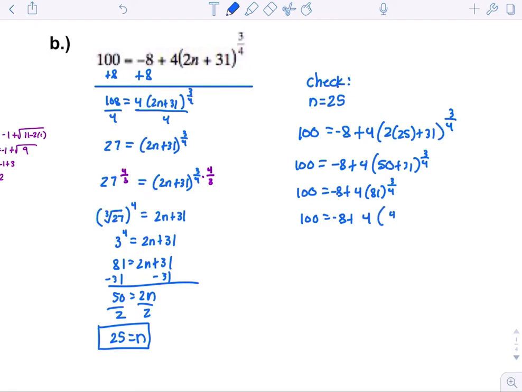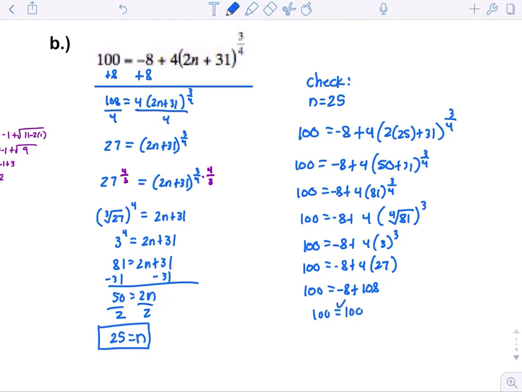So the 4th root of 81, raised all to the 3rd power. Negative 8 plus 4 times the 4th root of 81, which is 3. 100 equals negative 8 plus 4 times 3 to the 3rd power, which is 27. 100 is equal to negative 8 plus 108. 100 equals 100. Check. So that means n is equal to 25 for that problem.